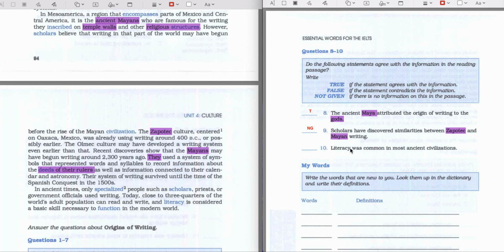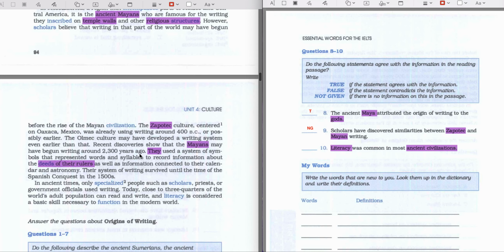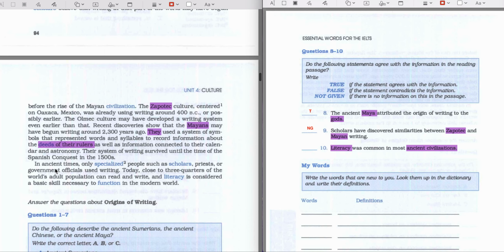Literacy was common in most ancient civilizations. Since here it's about ancient civilizations, like both of them, Maya and Zapotec, in the matter of literacy, we go further. So you compare here in the paragraph. Let's go further, and we have a text which says, in the ancient times, the civilized people, such as scholars, priests, or governmental officials, used writing. So they used writing, not all of them. It was not common. Only scholars, priests, and the government officials used it. So this is just gonna be false.